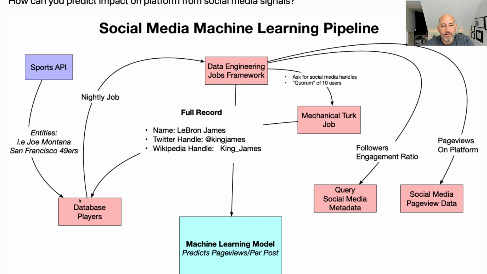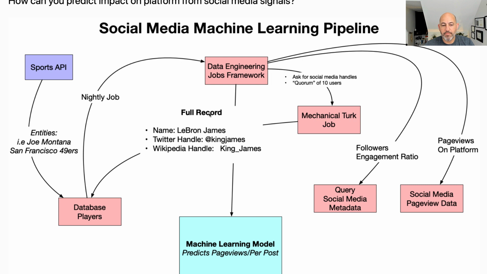And then I have a nightly job that goes into this jobs framework that I built. This job framework can go through and run something periodically. In most machine learning or data engineering job frameworks, you tell it to run at a certain interval, and then you also tell it the data sources and then the data output. What I did was create a Mechanical Turk job, which is a way of cleaning up the data. I would ask people around the world to find the social media handles, and then I would take 10 of the results and figure out if most of the 10, a quorum of them, agreed on who Joe Montana's social media handle was. Then I would create the full record.